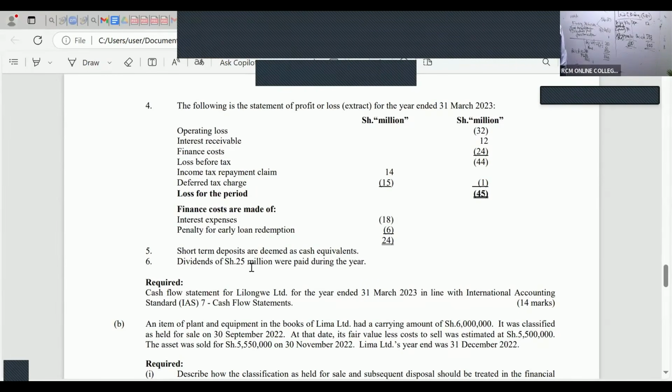So you can see dividends of shillings 25 million were paid during the year.